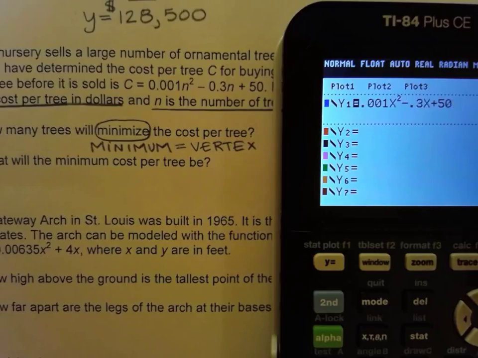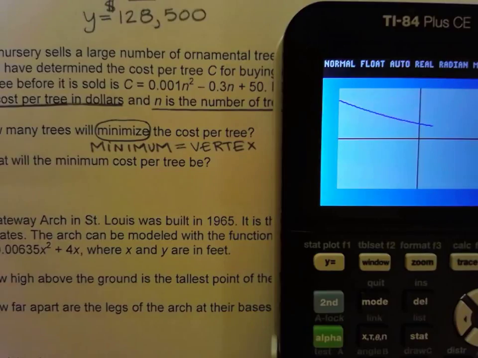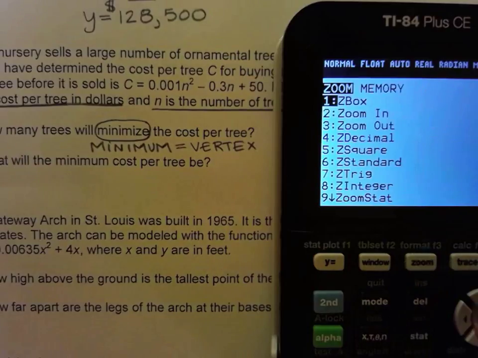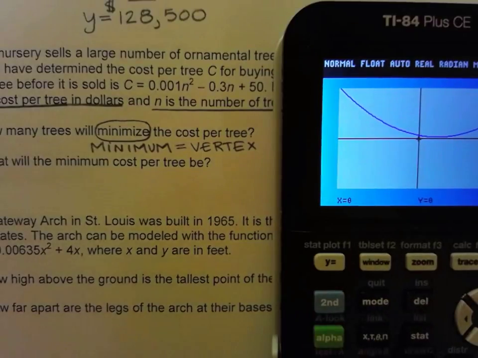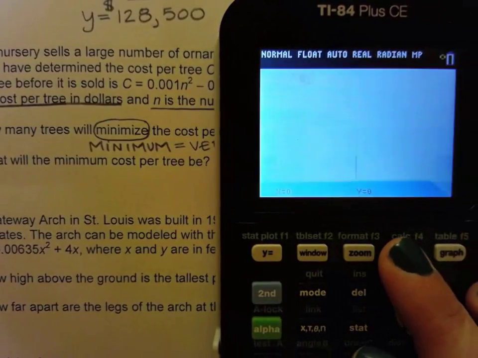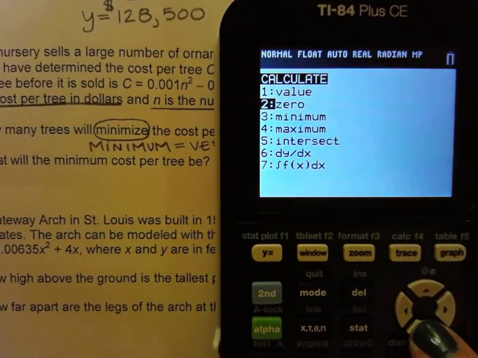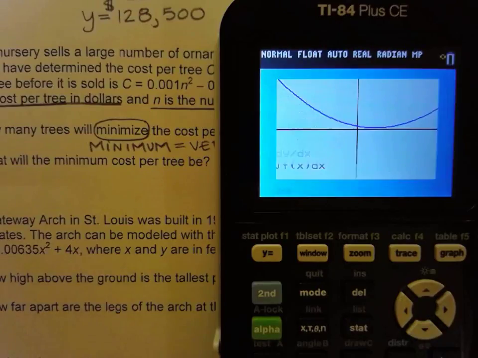All right, so we're going to hit graph. And okay, not so exciting, but we can zoom out again and hit enter again. There we go. That looks good. Just so that we can find that minimum point, which looks like on the parabola, it's going to be down here. So we're going to go second, and then we're going to go to trace, and you want to hit number 3, minimum.